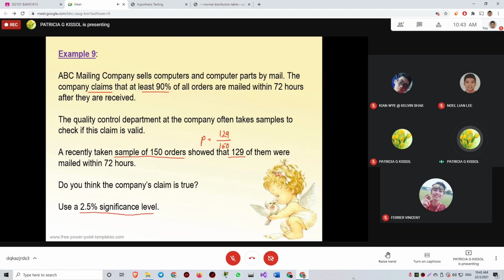It says at least 90%. So your pi should be somewhere here. That would be at least 90%. So 0.9 is your pi for the null hypothesis. What is your alternative hypothesis? I hope I'm right, I'm just thinking based on the question. At least 90%, so 0.9. More than or less than? More than. Exactly.